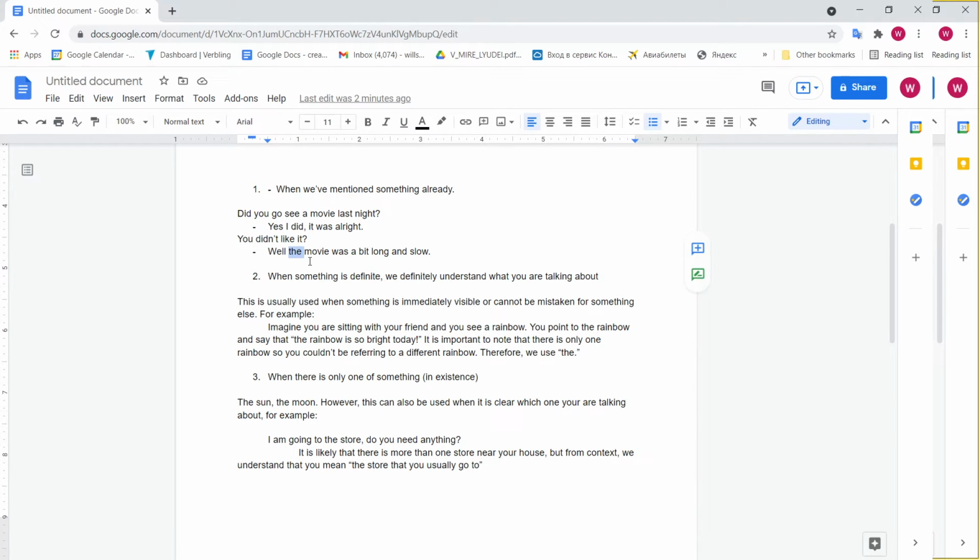So here, of course, we see the. And why is that? That's because we know which movie you're talking about, the movie that you went to last night. So contextually, here we understand that the movie is definite. However, here we don't understand that the movie is definite yet. So we've mentioned the movie once. Second time we mention it, we can use the article. I hope that makes sense.